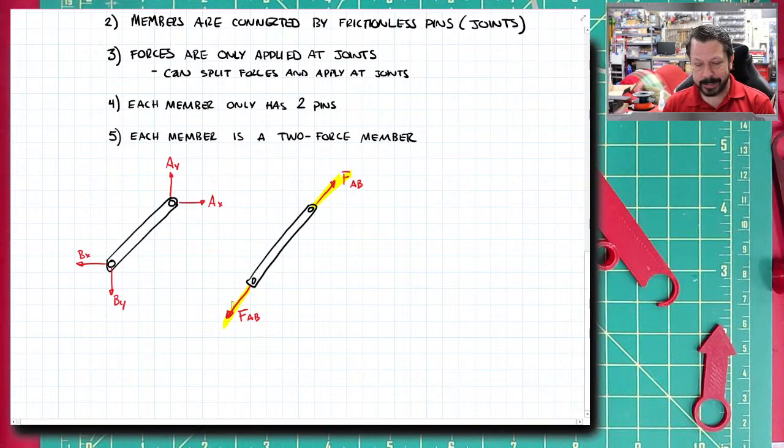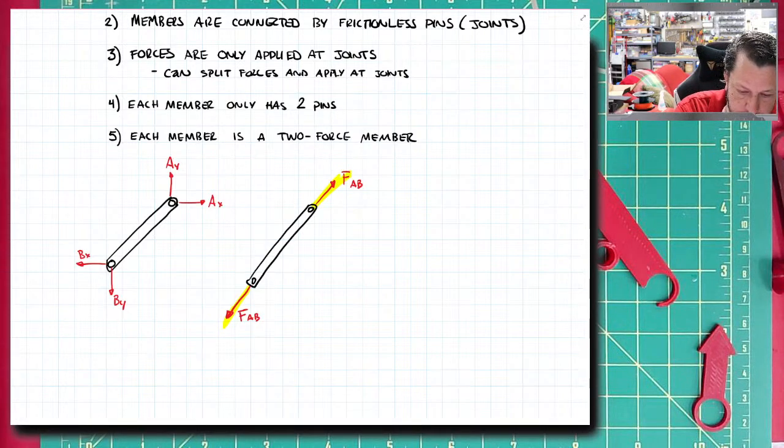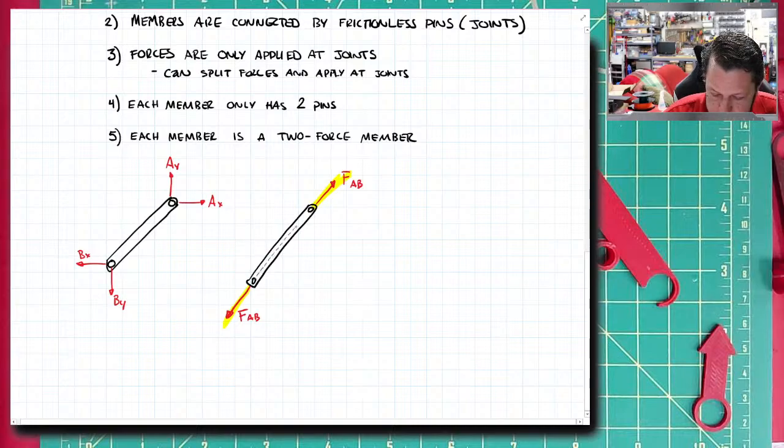So what that does is I went from having 4 unknown values, AX, AY, BX, BY, into 1 unknown, FAB. I don't know its direction necessarily. I don't know that it's in tension or compression unless I can visualize that or solve for it later. But I know its magnitude and its direction. And its direction is, if you connect the dots between the pins, I do know that that's the line of action for the force.